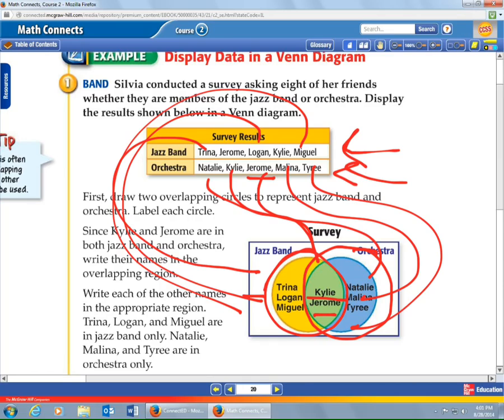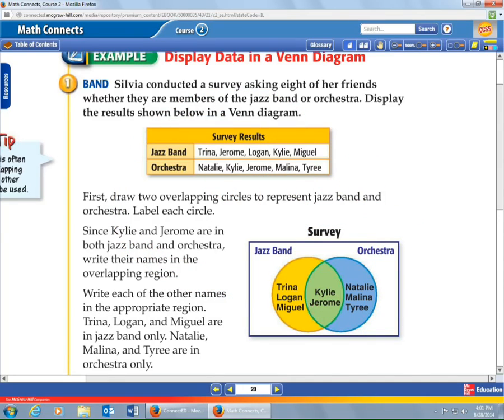So while Kylie, Jerome, Natalie, Melina, and Tyree are all in orchestra, Trina, Logan, Miguel, Kylie, and Jerome are in jazz band, only this area here with Kylie and Jerome is where they cross over. Now the whole point of a Venn diagram is to ensure that we have a good understanding of the relationship between multiple pieces.